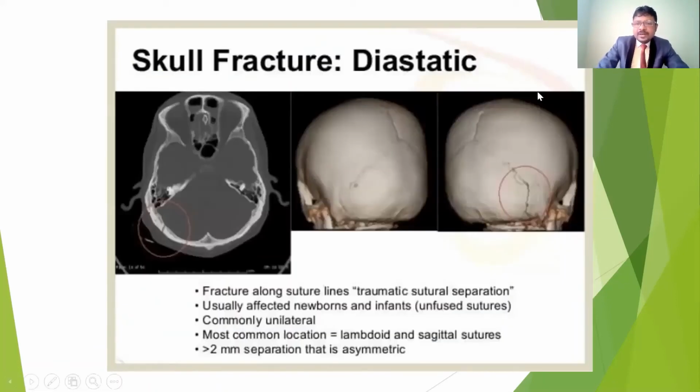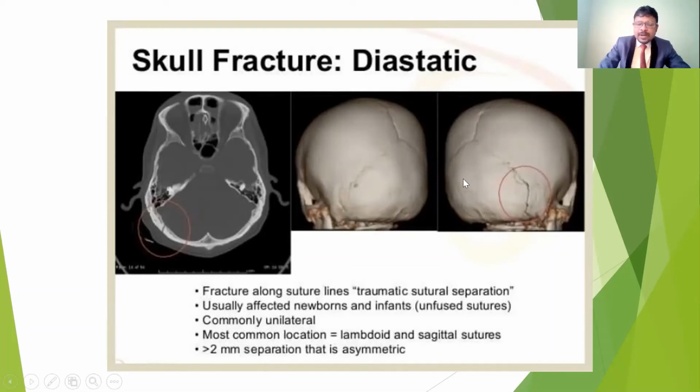Another fracture is called the diastatic fracture. These fractures happen at the suture areas, such as the coronal, frontal, and occipital sutures. If there is separation between the sutures, it is called a diastatic fracture. This is most commonly seen in infants if they get injured. These are traumatic suture separations, most commonly affecting newborns and infants, because in infants and newborn babies the sutures are not completely fused, so they may get suture separations.